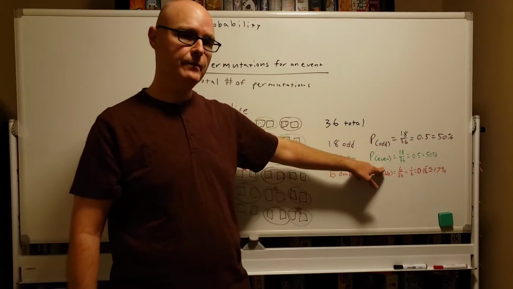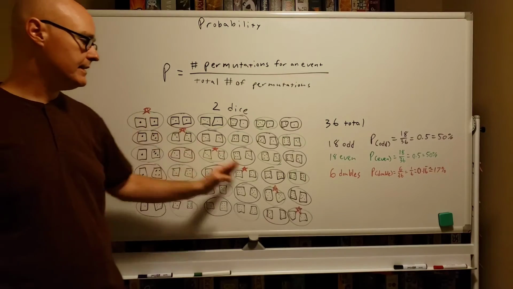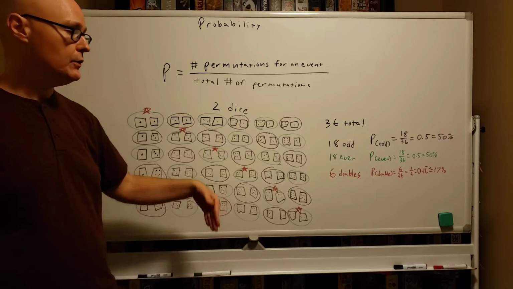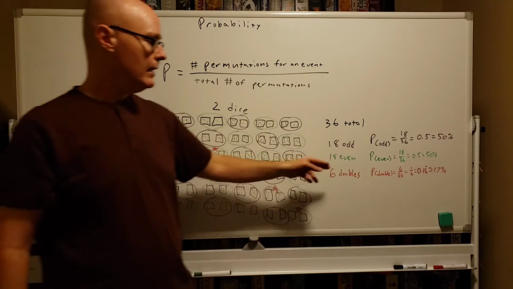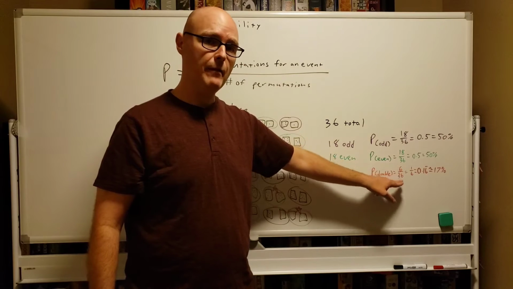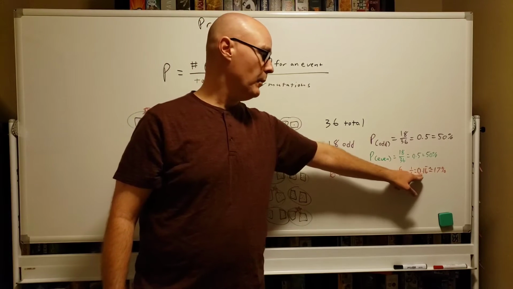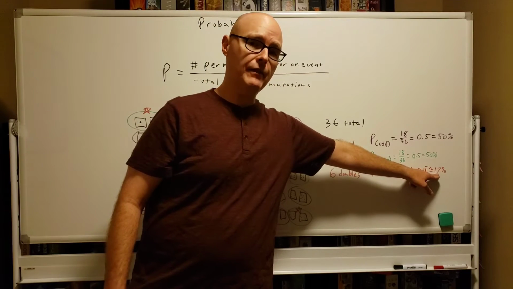Same thing for even. Doubles. So for doubles, I have only 6 permutations that give me doubles. So if I want to know the probability of rolling a double, that's going to be 6 divided by 36, which is 1/6, which is 0.16 repeating, which is about 17%.